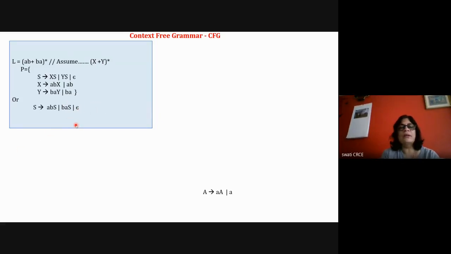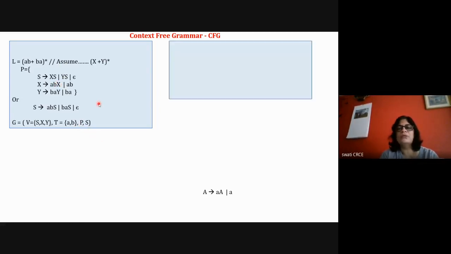Okay, now next problem you need to write down final answer as G is equal to VTPS. So here V is equal to X SXY, T is equal to small AB. These are the rules, and S is the starting symbol. Okay, now the next problem, A raised to N, B raised to N, and C raised to I. Okay, and it is given that they are at least equal to 1.